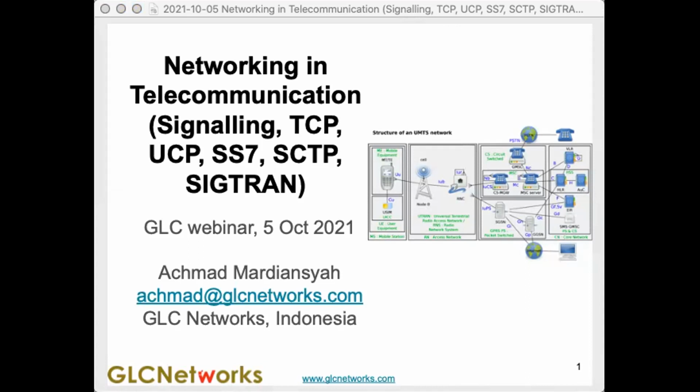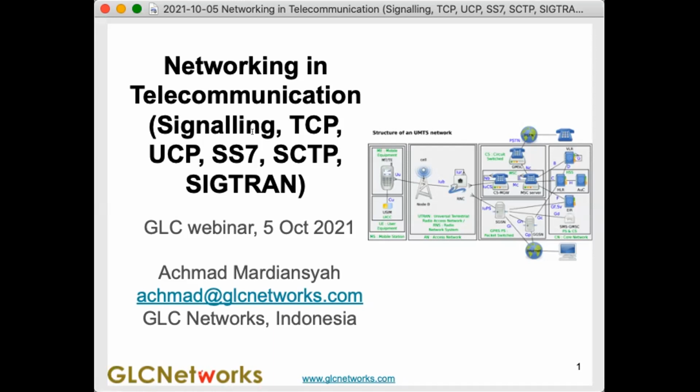So today we'll be talking about a very, very interesting topic for those who are interested to join in the telecommunication world. So we'll be talking about networking and telecommunication, especially the signaling. Okay, and then we talk TCP and UDP. Not okay, this one is wrong. Okay, TCP, UDP, SS7, SCTP, and SIGTRAN.